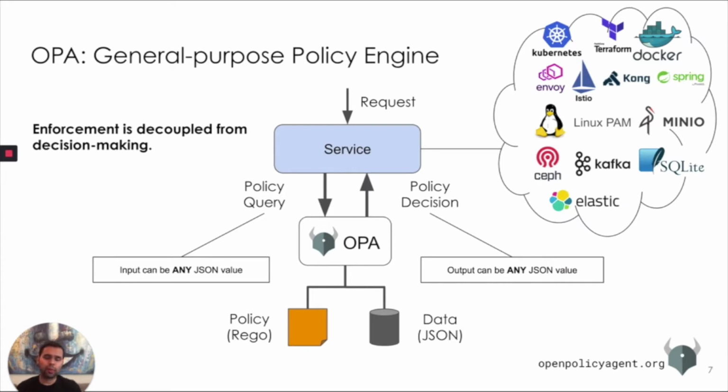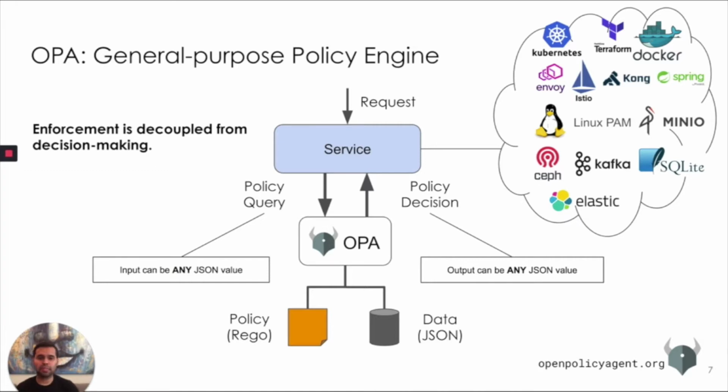The policy query itself can be any JSON value. So if you're doing Kubernetes admission control, the policy query could be like a pod manifest. Or if you're doing API authorization, the policy query could be the request method, the path, and so on. Since OPA is not tied to any particular data format, we say it's a general purpose policy engine.